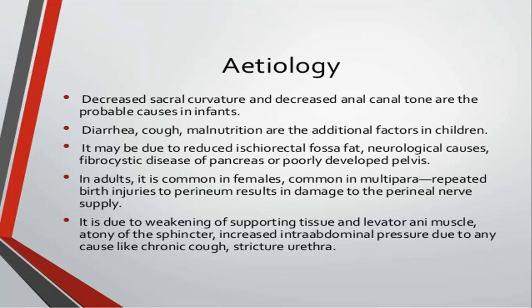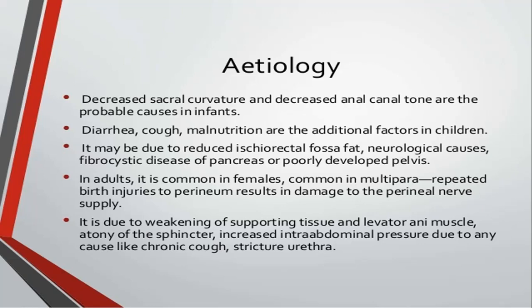Another etiology may be reduced ischiorectal fossa fat. Again, it is related to malnutrition. If an infant is suffering from malnutrition, it reduces the ischiorectal fossa fat. Any neurological causes can decrease the anal canal tone. Fibrocystic disease of the pancreas is mostly associated with malnutrition and a poorly developed pelvis, so it is again associated with decreased sacral curvature.